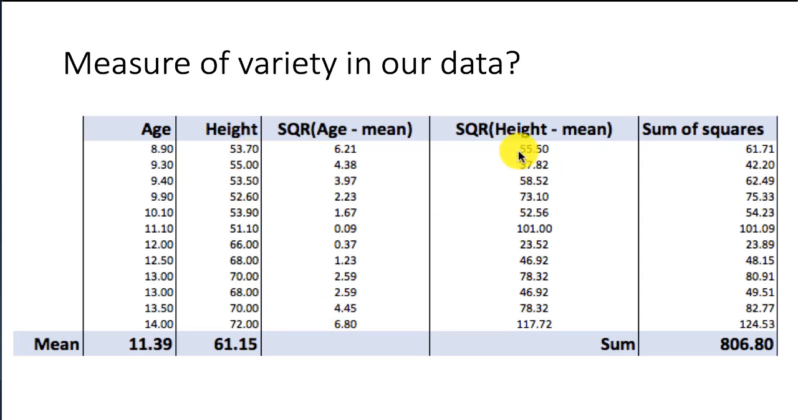Similarly, for height, you do the same thing: square of height minus mean. That is the total sum of squares for height. So there's so much variability in age, there is so much variability in height. This is the total variability for every case. For this first case, the total variability is this plus this. And across the entire data set, the total variability is the sum of all these numbers. Therefore, in this data set, the total amount of variability that exists is 806.8.